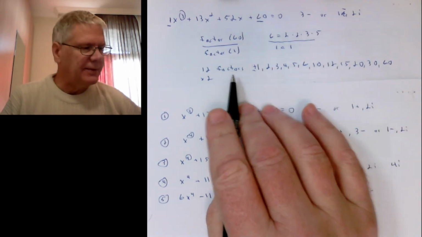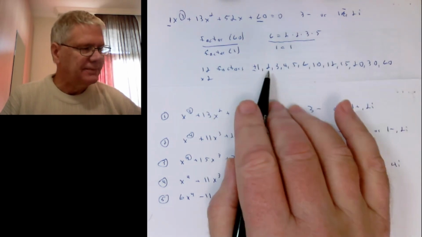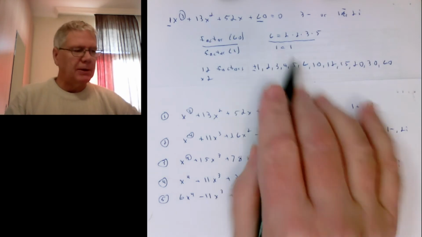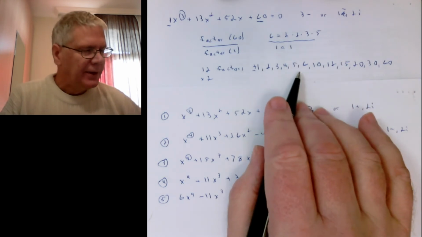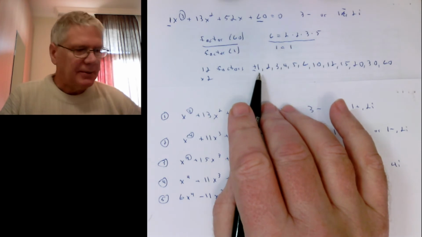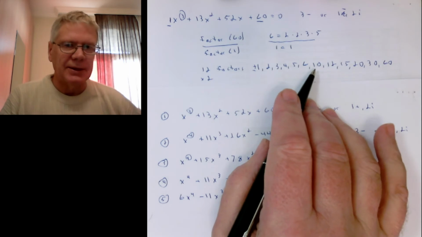Using those prime factors, we can generate all of the factors, or we can just try to list them and think them up. We have 12 factors because they don't need to be prime factors, it can be any factor. And they can be plus or minus. So we actually have 24 possibilities according to the rational roots theorem.